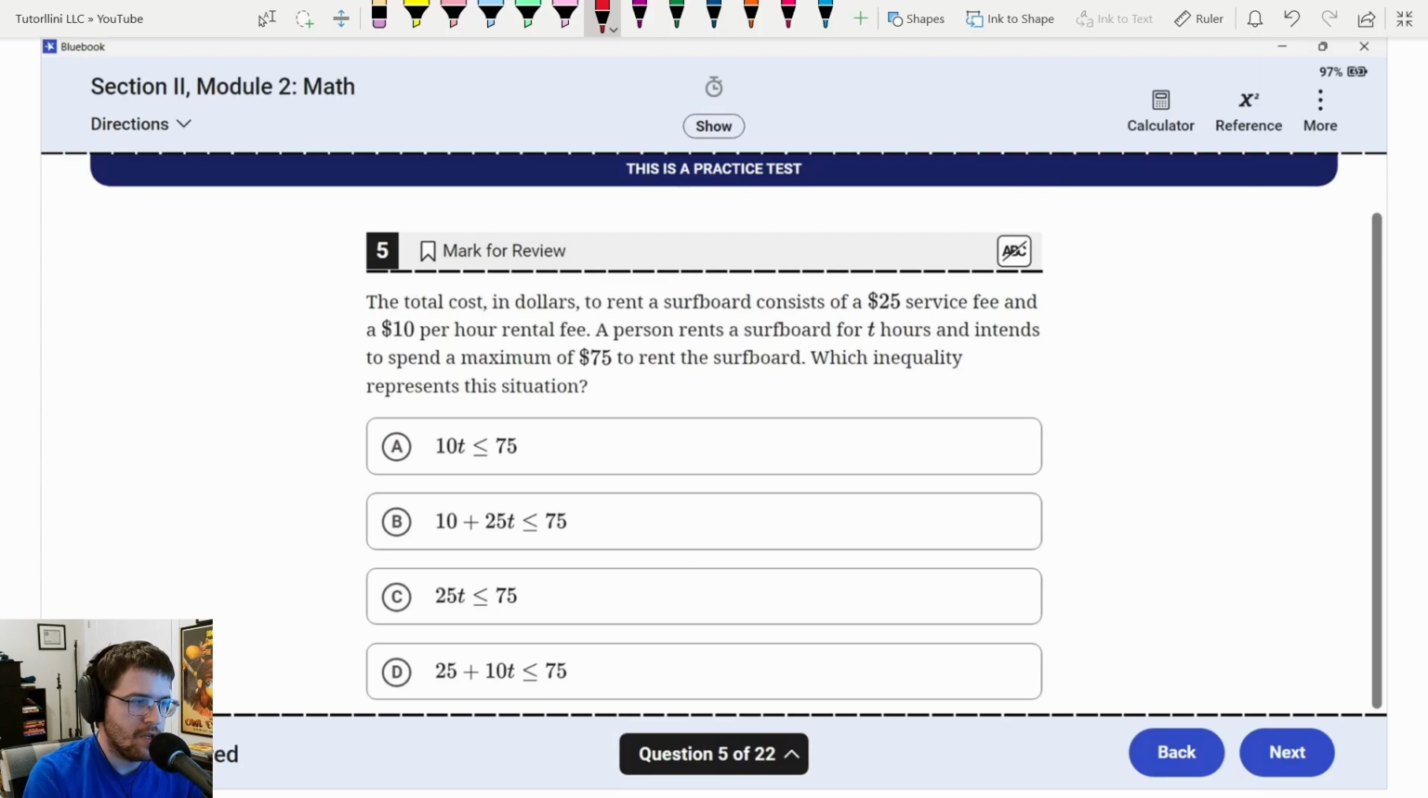Okay, question 5. So $10 per hour. That sounds a lot like a slope. So that's probably going to go with the t hours. So I'm going to write 10t. And then we have a fixed cost for the service fee. That's like your y-intercept, like your b. So we could do plus 25. And then there's a keyword in here, maximum. That's an inequality keyword, which means less than or equal to. And then it says $75. So I'll put 75. And what we came up with is looking very similar to answer choice D.